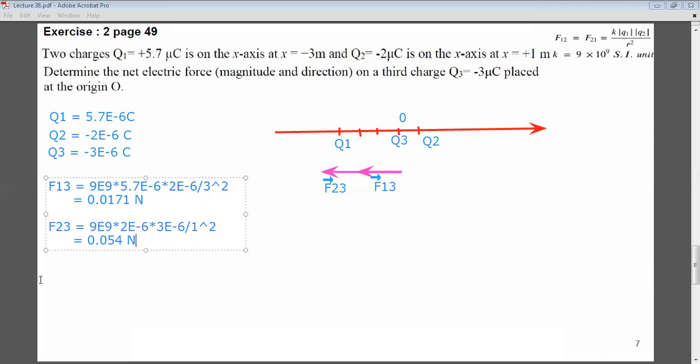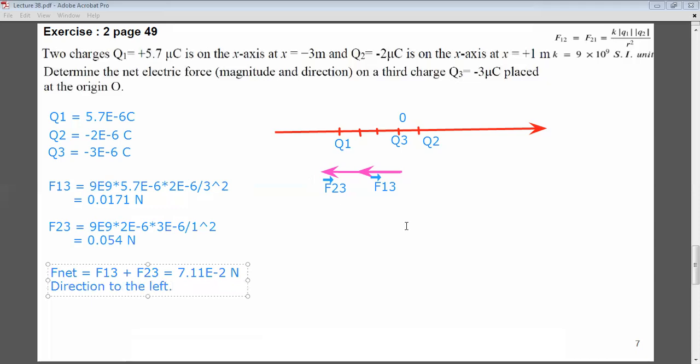Okay, now what is F net? Both of them are in the same direction, so I just have to add them up. So it is F13 plus F23. This is equal to 0.0171 plus 0.054, which is 7.11e-2, or times 10 to the power minus 2 Newton. This is the magnitude. Direction: to the left. Okay, so the resultant force is this F net.